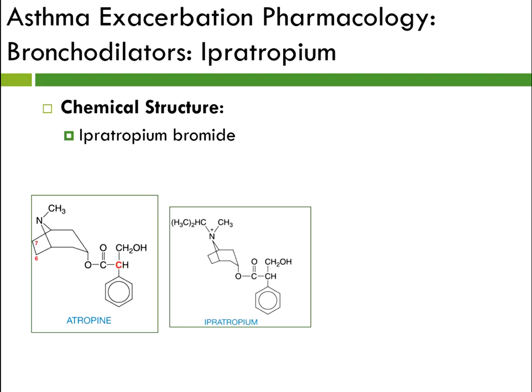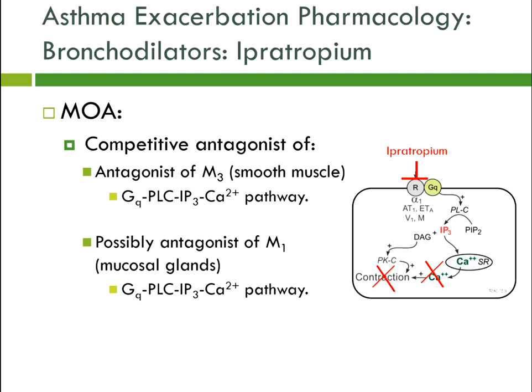Again, please correct me if that is not right, because this is directly coming from your text. Coming to your mechanism of action, competitive antagonism of two receptors, which are cholinergic receptors M3 and M1. As I told you, M3 is in the muscle, M1 is in your mucous glands.